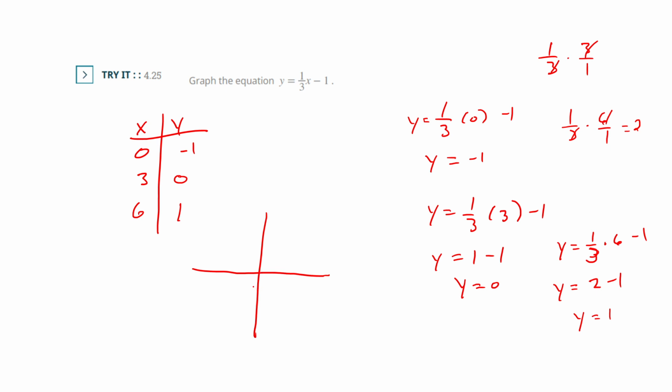So x is 0, y is -1. That's the y-intercept. 2, 3. This is the x-intercept where I'm hitting the x line. And finally, 6, 1. Connect all those guys, hopefully. Not really, but trying to. And there's my line.